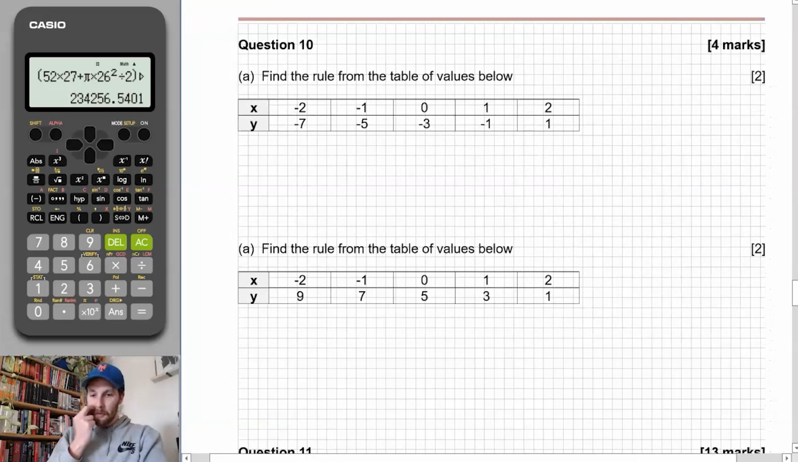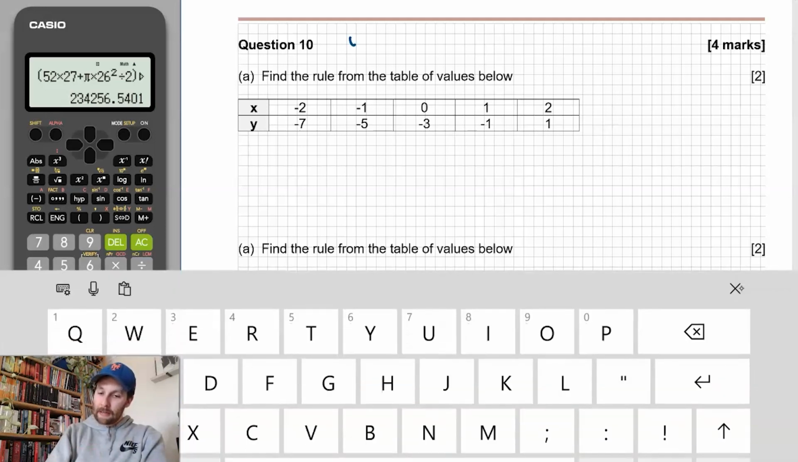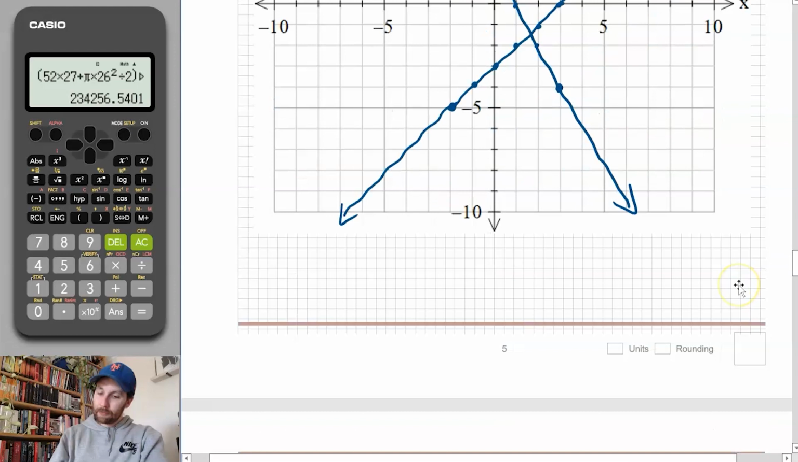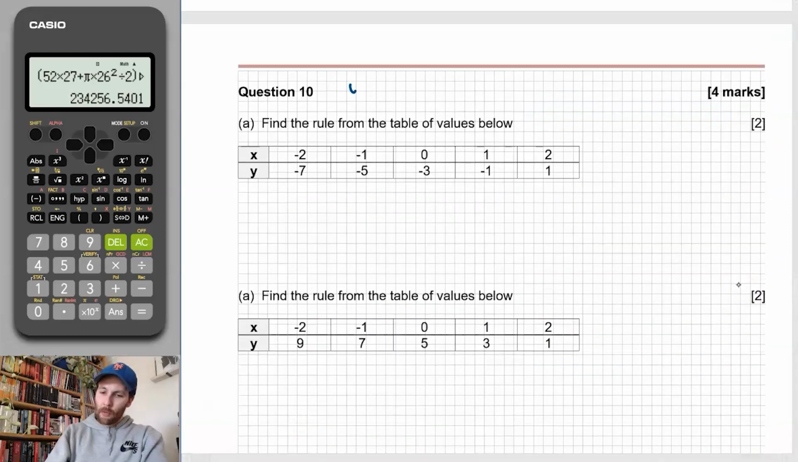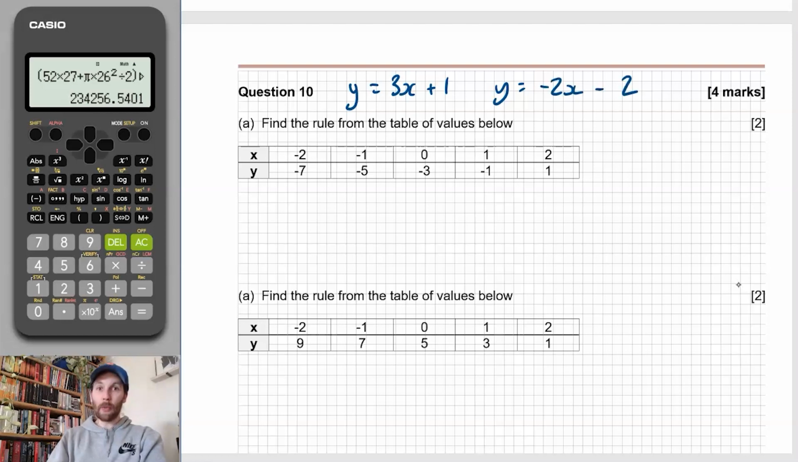Okay, let's have a look at this next one. Find the rule from the table of values below. The last couple that we did, you might have something like y equals 3x plus 1, or y equals negative 2x take 2, or whatever. So we've got to come up with a rule that matches that table of values.